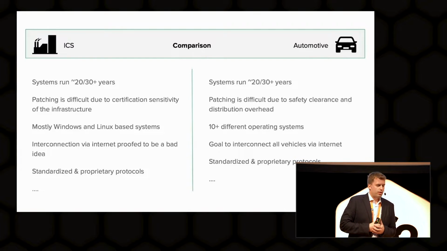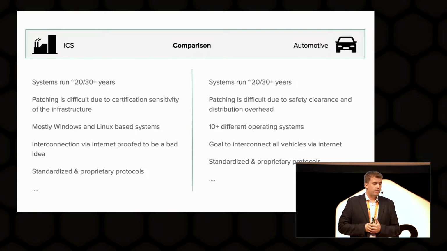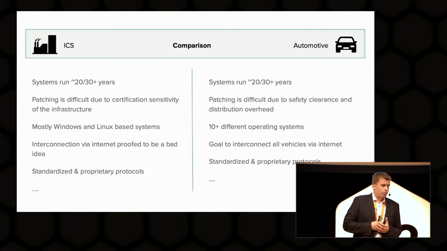Regarding operating systems, this is not a complete list, but just to give a short overview, most of the ICS systems are controlled by Windows and Linux systems. In a vehicle, we have up to 10 different operating systems, like real-time operating systems, POSIX-based systems and so on. So that's pretty complicated at times. And interconnecting ICS systems to the internet proved to be a bad idea in the past. The goal for common vehicles and upcoming vehicles is that all vehicles should be interconnected with the internet.